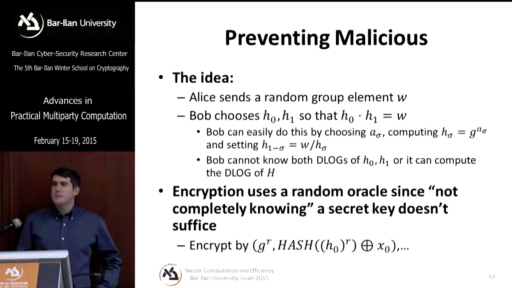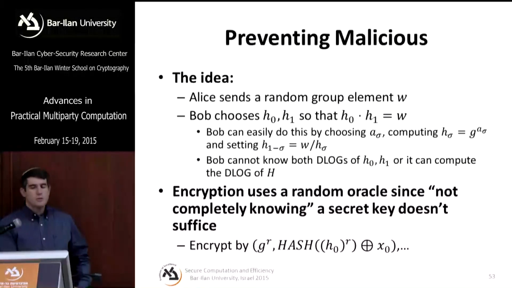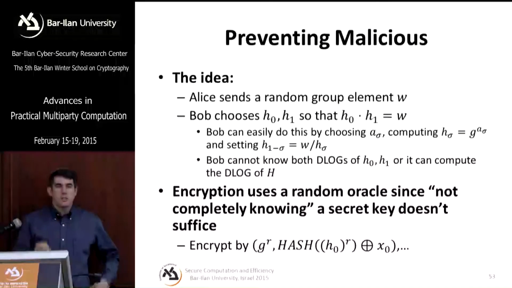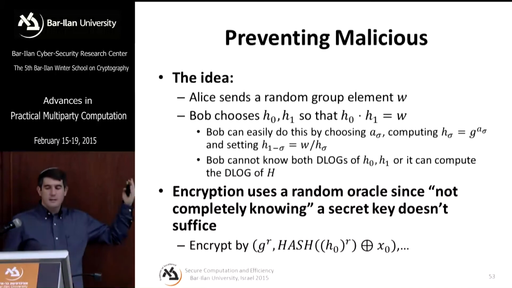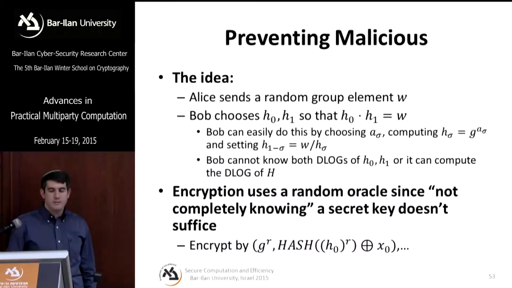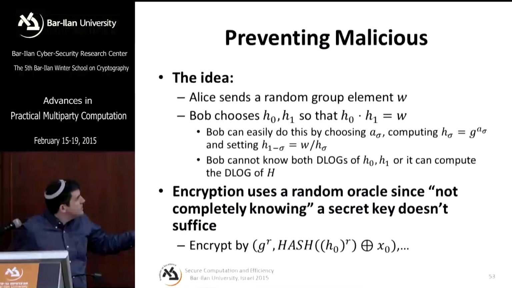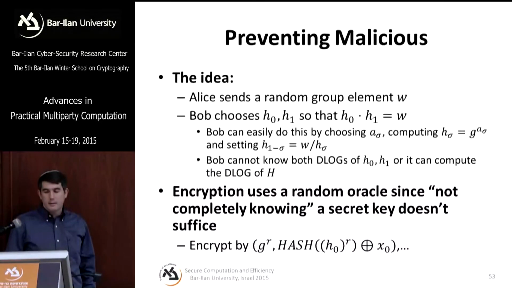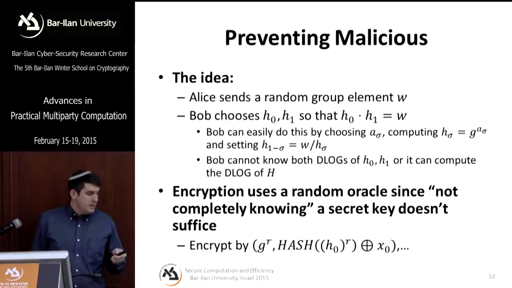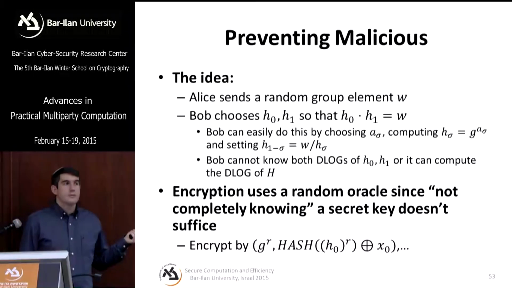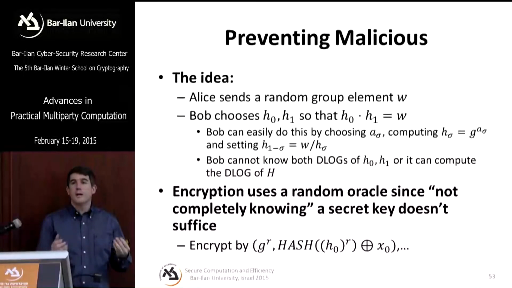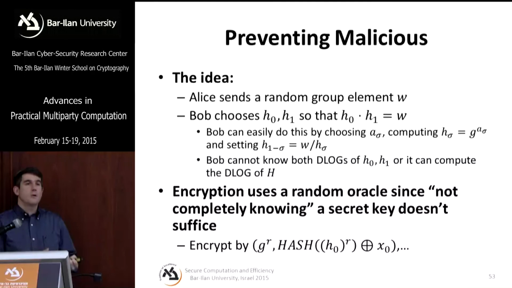Bob can easily do this by choosing one of the private keys. He chooses A sigma, computes H sigma to be G to the power of A sigma, and sets the other H to be W divided by the first H that he received. So that's here. Now he's got H0 and H1 whose product equals W, and he knows the private key of H sigma. What's very easy to show is that if Bob knows the discrete logs of both H0 and H1, so he knows the private keys of both, then he knows the discrete log of W. You can use that to construct an adversary that breaks the discrete log assumption. So this actually prevents Bob from choosing two private keys that he knows.